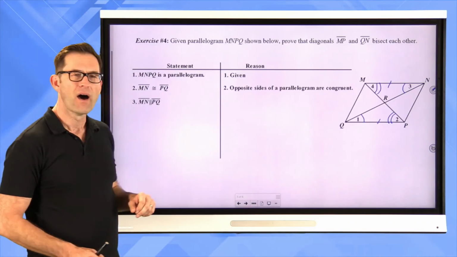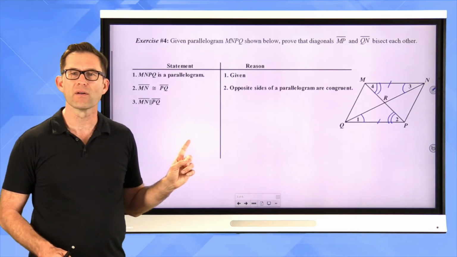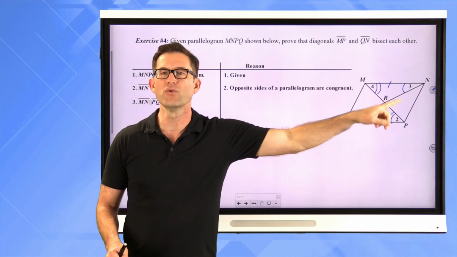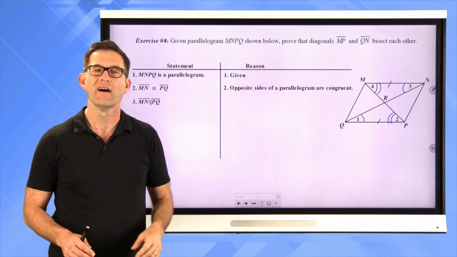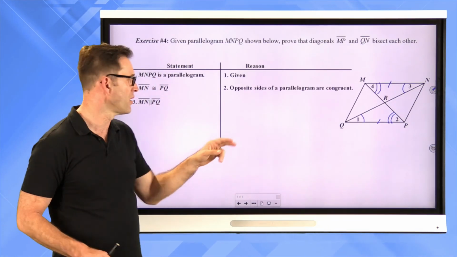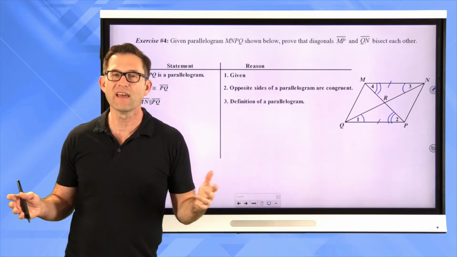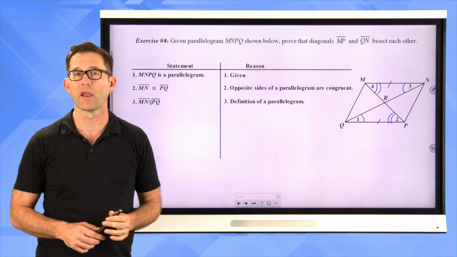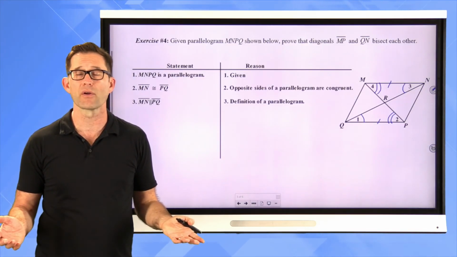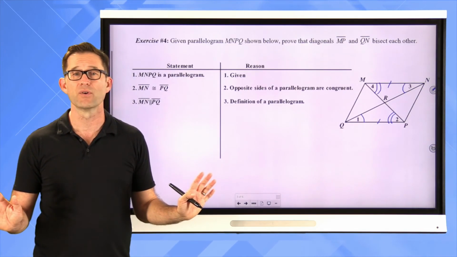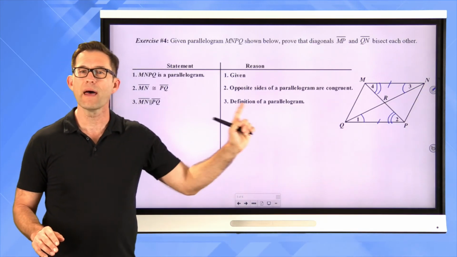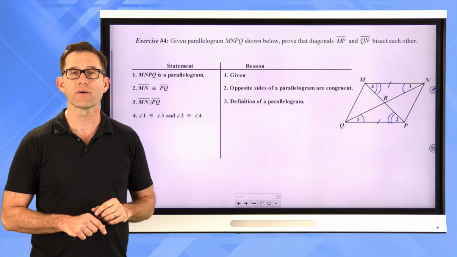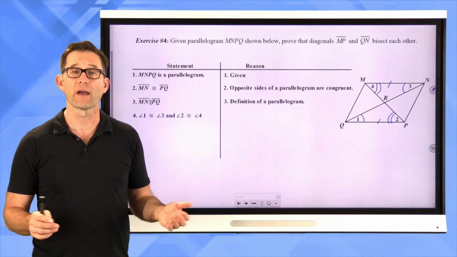Now, I need to say that MN is parallel to PQ. I want to get angle 1 congruent to angle 3 and angle 2 congruent to angle 4, but before I can do that, I've got to state formally that MN is parallel to PQ, but that's actually just the definition of a parallelogram. You could also say opposite sides in a parallelogram are parallel. That would be perfectly good. Now once I know that MN and PQ are parallel to each other, I can say that angle 1 is congruent to angle 3, and angle 2 is congruent to angle 4.